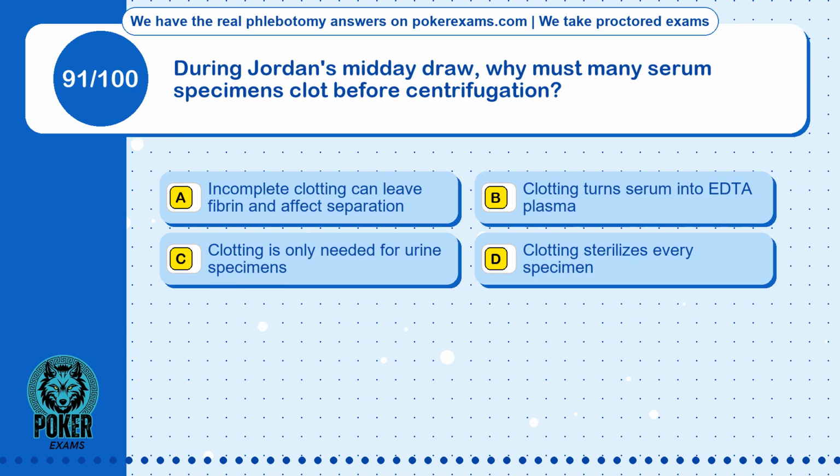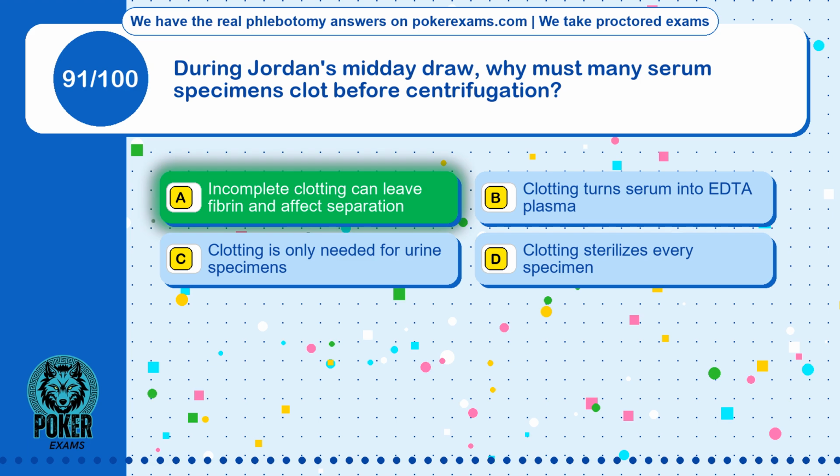Question 91. During Jordan's midday draw, why must many serum specimens clot before centrifugation? Option A, incomplete clotting can leave fibrin and affect separation. Option B, clotting turns serum into EDTA plasma. Option C, clotting is only needed for urine specimens. Option D, clotting sterilizes every specimen.